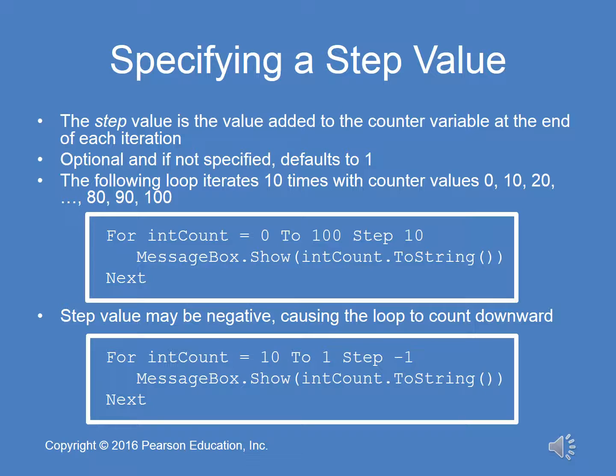And the step value may also be negative, causing the loop to count downward. If we want a by 1 increment, in other words, decrement, we still need to use the step keyword because remember, the default is an increment of the counter plus 1 each time.